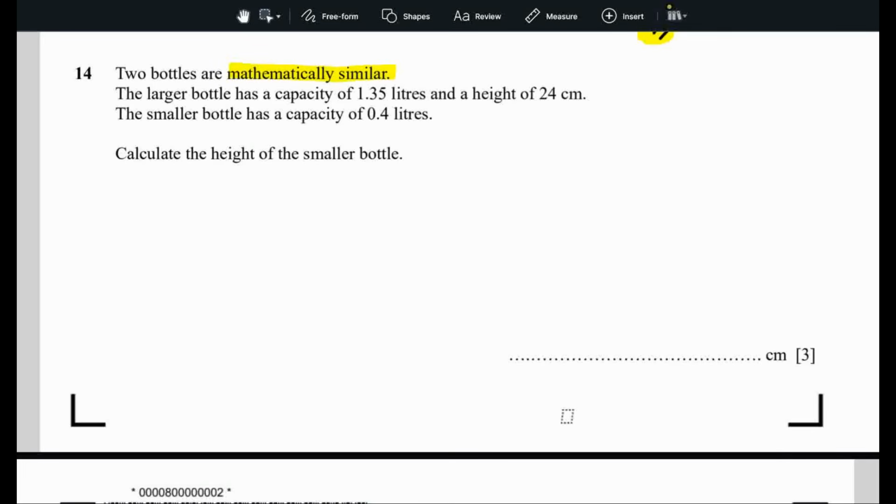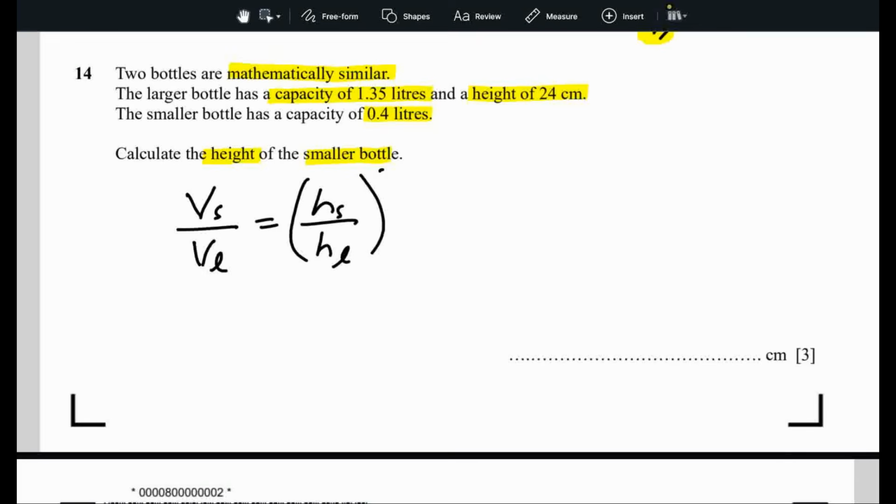The larger bottle has the capacity of 1.5 liters. The height is 24 centimeter. The smaller bottle has the capacity of 0.4 liters. Calculate the height of the smaller bottle. Now we know that for similar shapes, the formula is volume of the smaller bottle divided by volume of the larger bottle should be equals to height of the smaller bottle divided by height of the larger bottle. But we have to take cube to equate it.